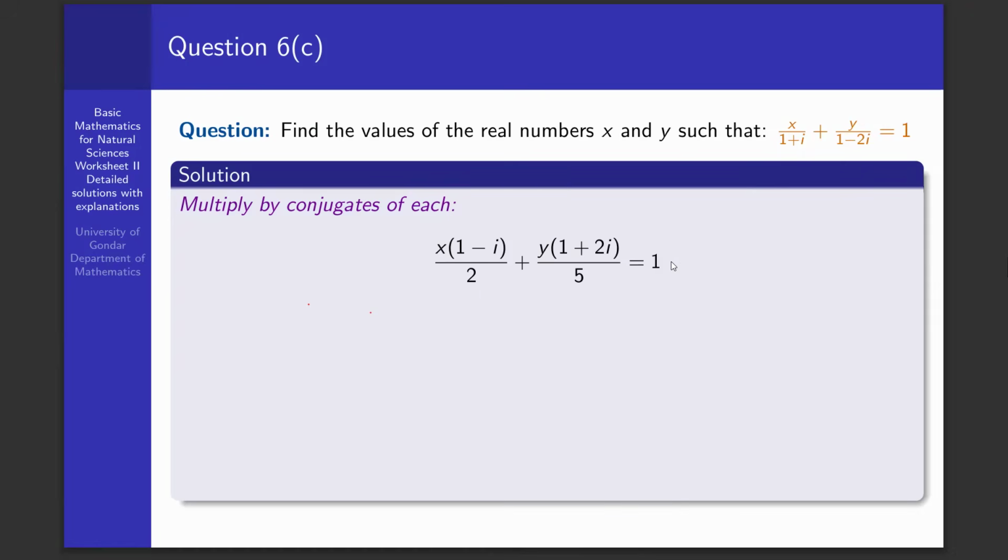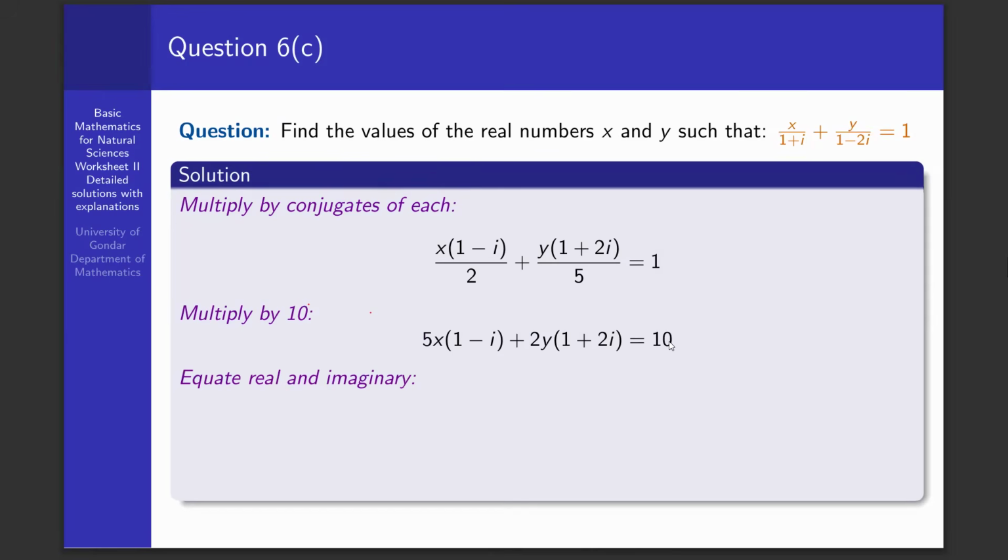Then, in order to further simplify, let us multiply both sides of this equation by the least common multiple of 2 and 5, that is simply 10. When we do this, we have 5x into 1 minus i plus twice y into 1 plus 2i is equal to 10. Then, in order to determine y and x, we have to equate the real and the imaginary parts of this expression.